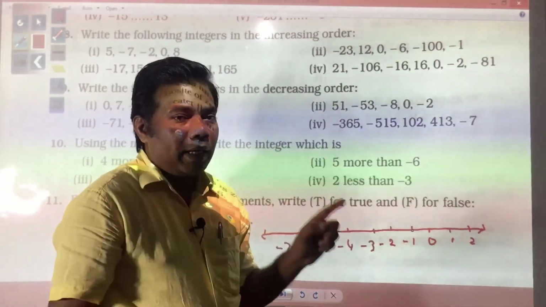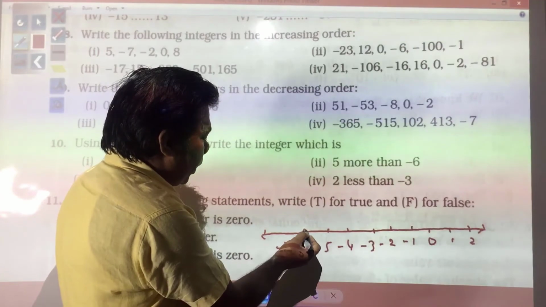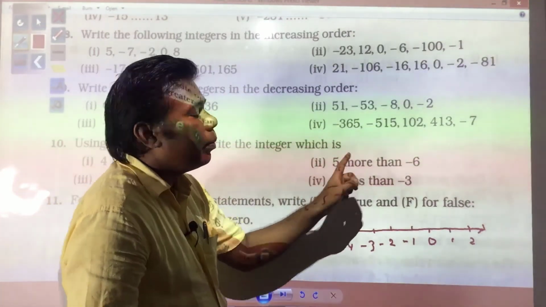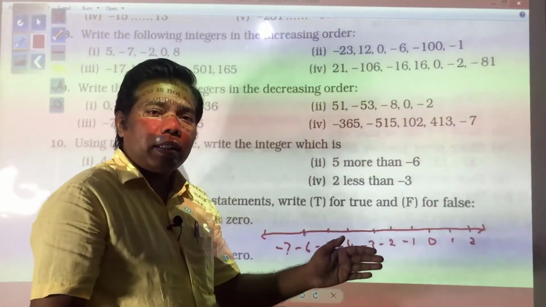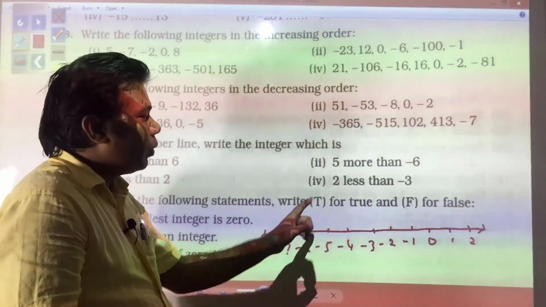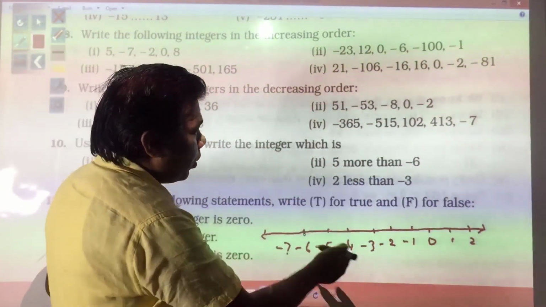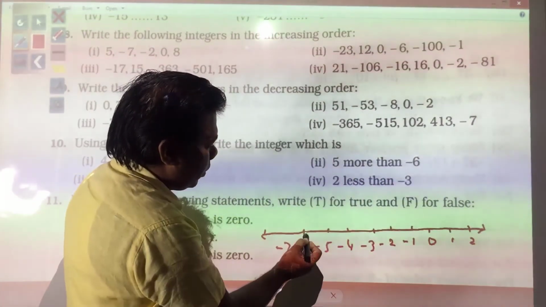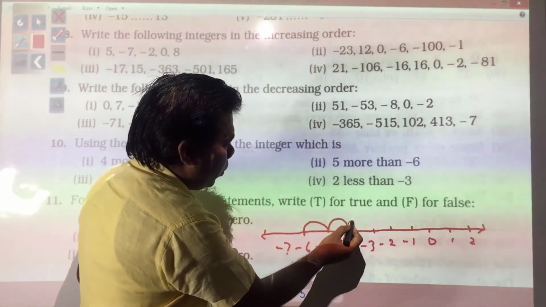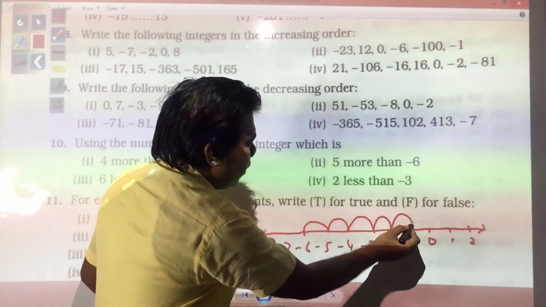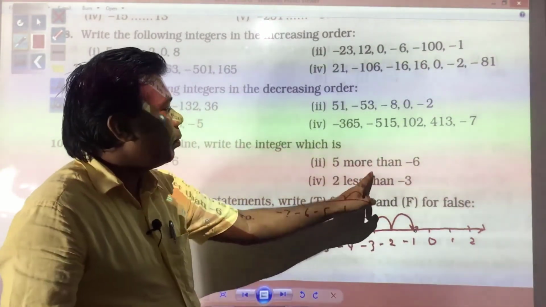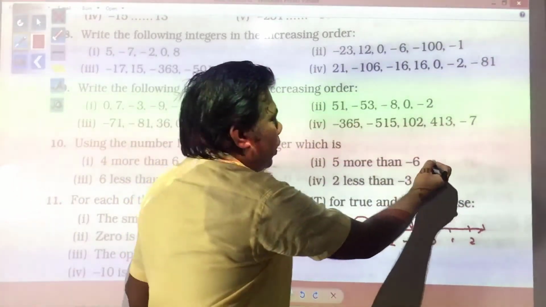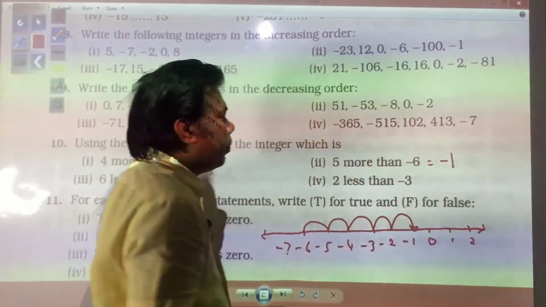5 more than -6: you come on -6, and then 5 more. If it is more, you will move rightward. If it is less, then you will move leftward. If more is there, we will move rightward 5 times. 1, 2, 3, 4 and 5. So, your answer will be -1. 5 more than -6 will be -1.